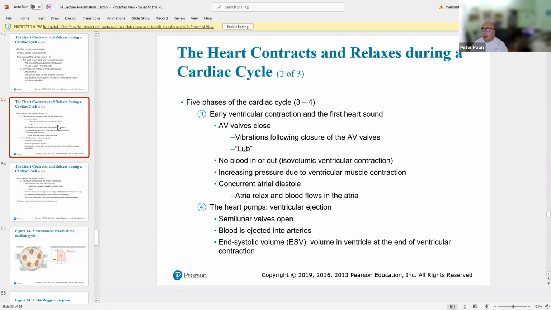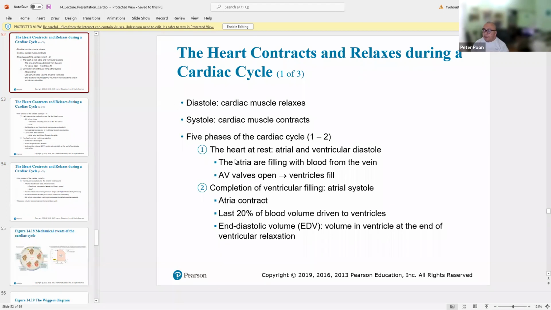Okay, so let's talk about what all these terms actually mean. In the beginning, the heart is at rest. Both the atria and the ventricles are resting. The atria are filling with blood from the vena cava. Okay, so the AV valves open, and the ventricles start to fill.